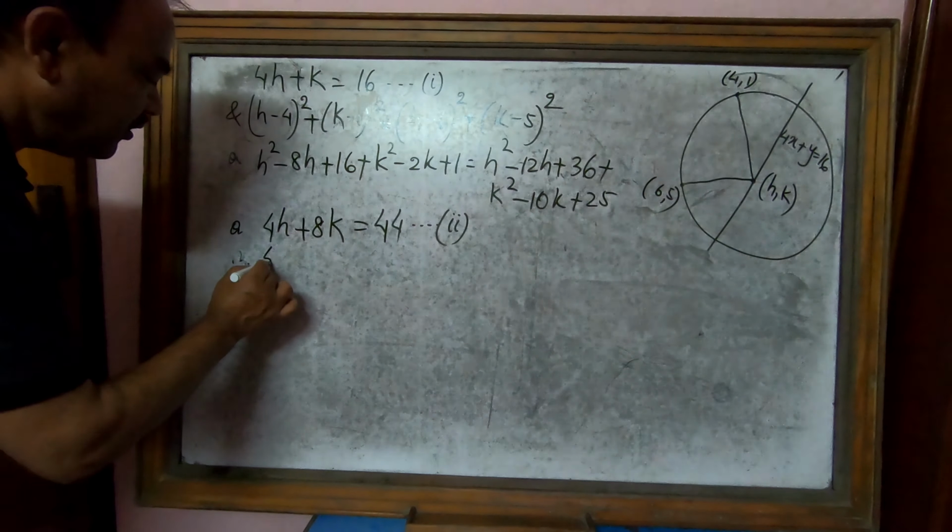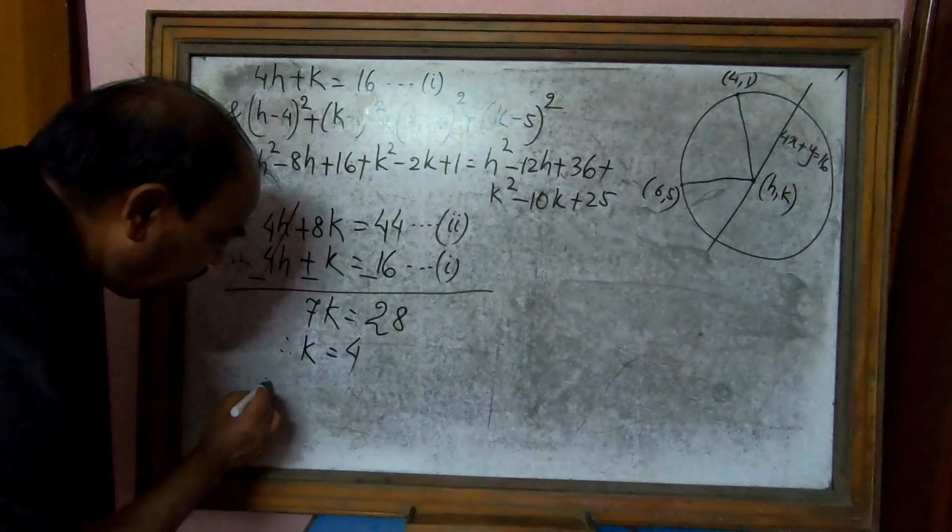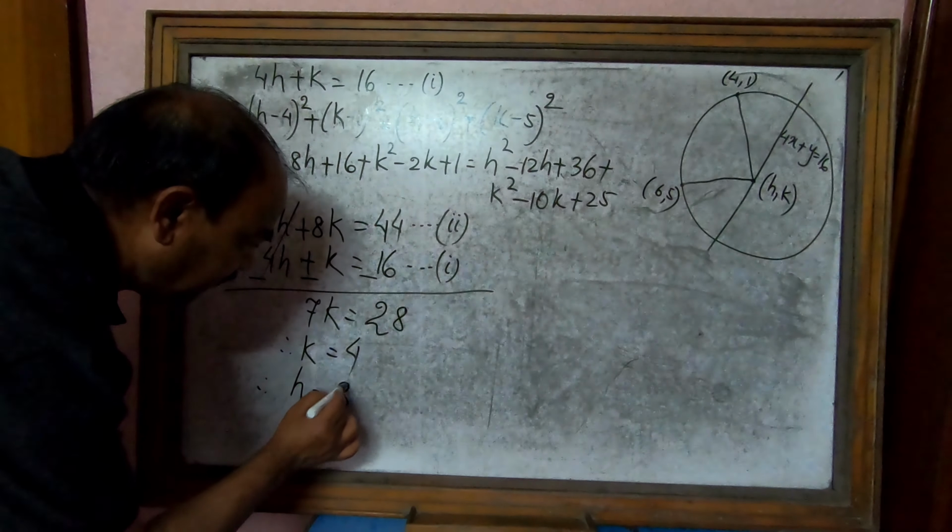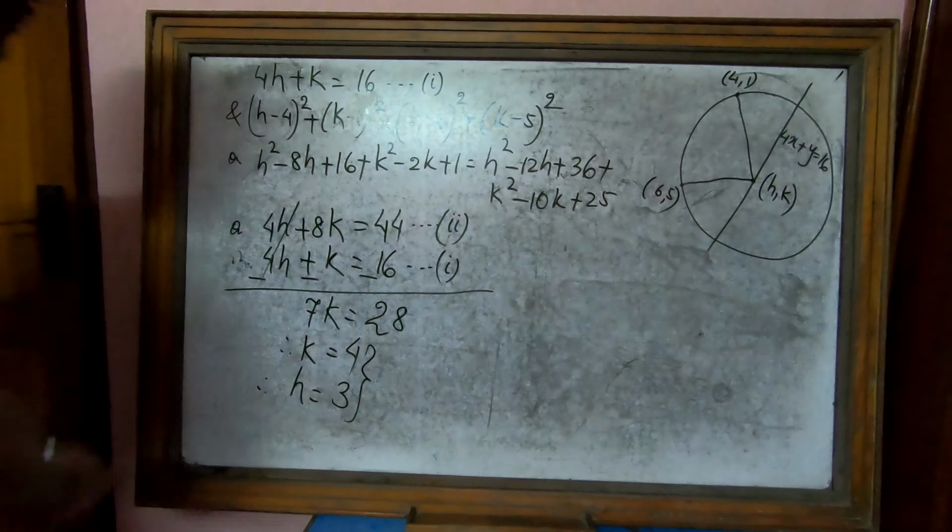K is 4. So this is 12. H is 3. From equation number 1, the value of h is 3. These are the coordinates of the center. Find the length of the radius. 3 minus 4 minus 1 whole square. 4 minus 1, 3 whole square. This is 1 plus 9, root over 10 units. Okay.